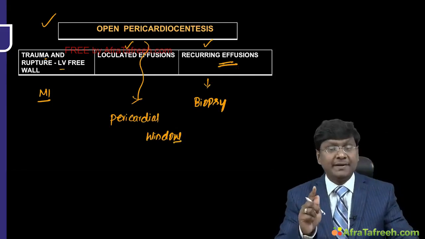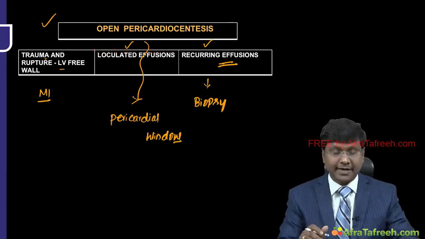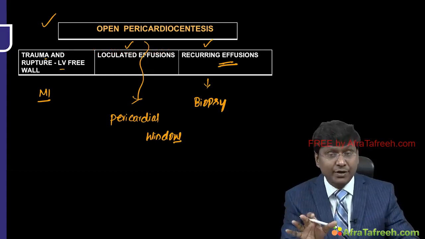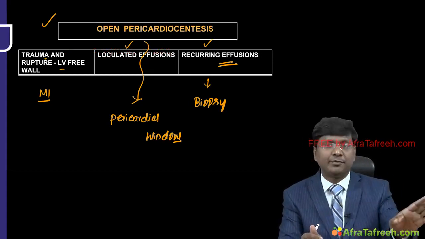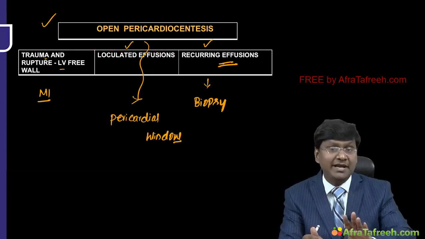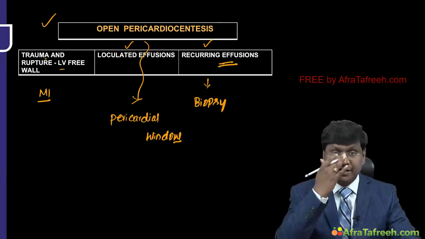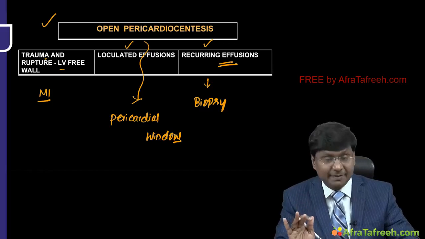Right, you need to create a pericardial window. Okay, right. And this creation of the window will eliminate the future tamponades, right? This will eliminate the recurrences. That is the advantage of creating the pericardial window.